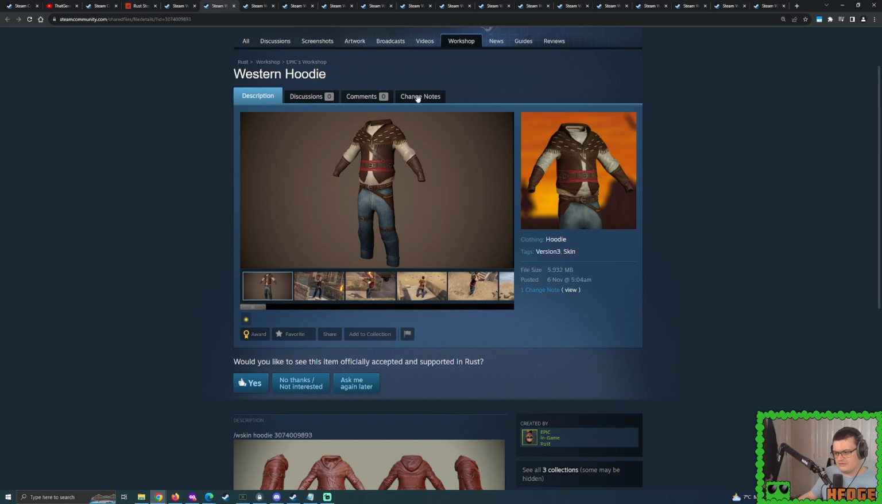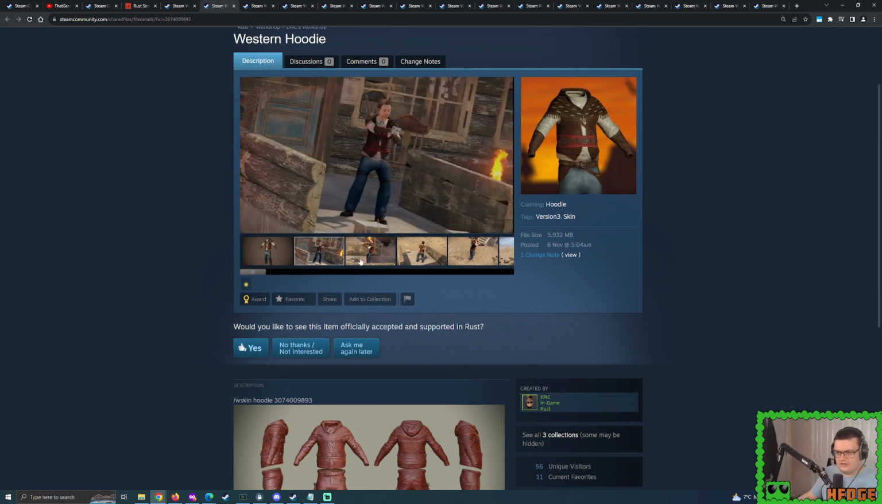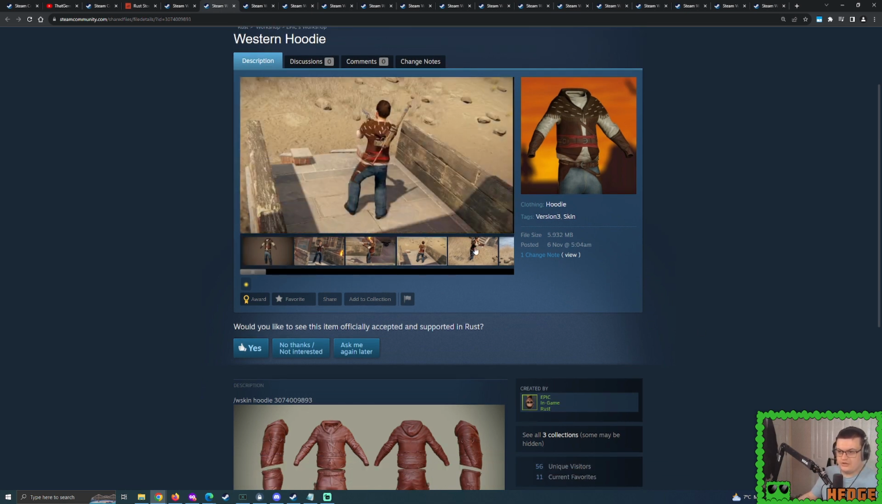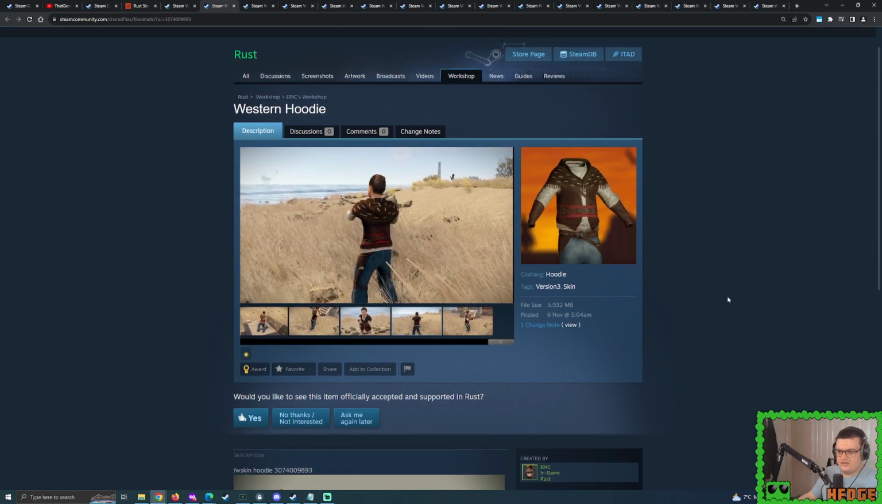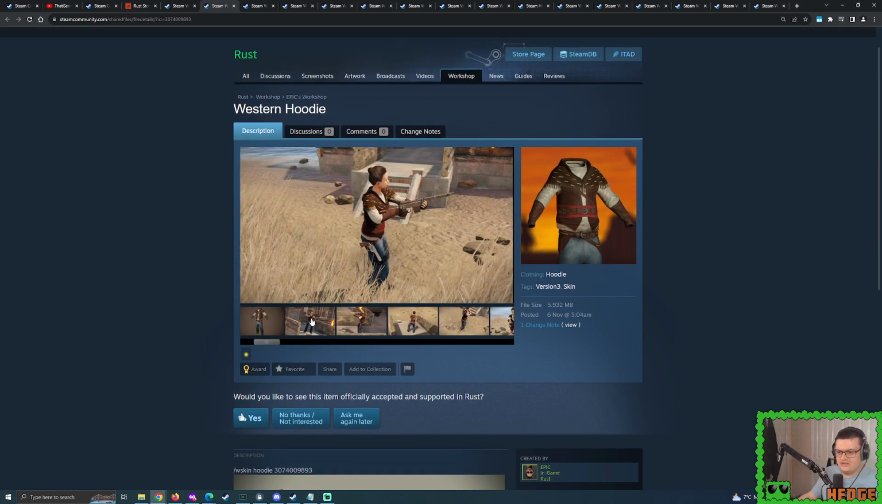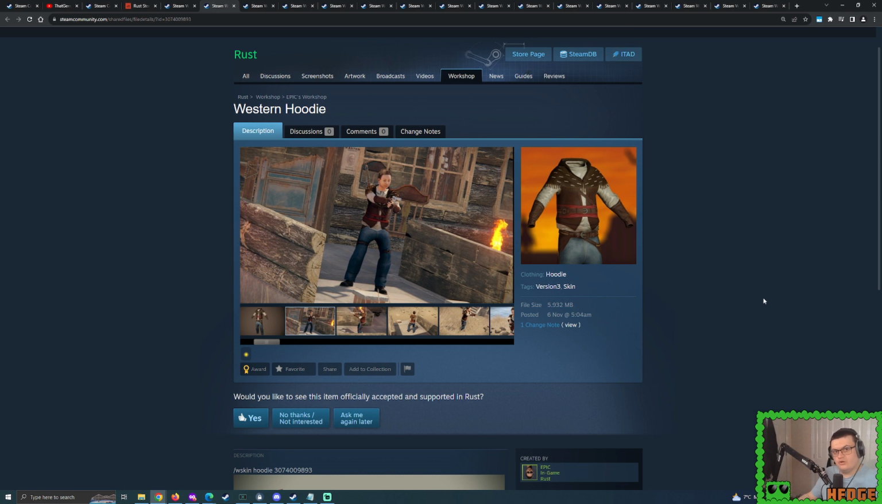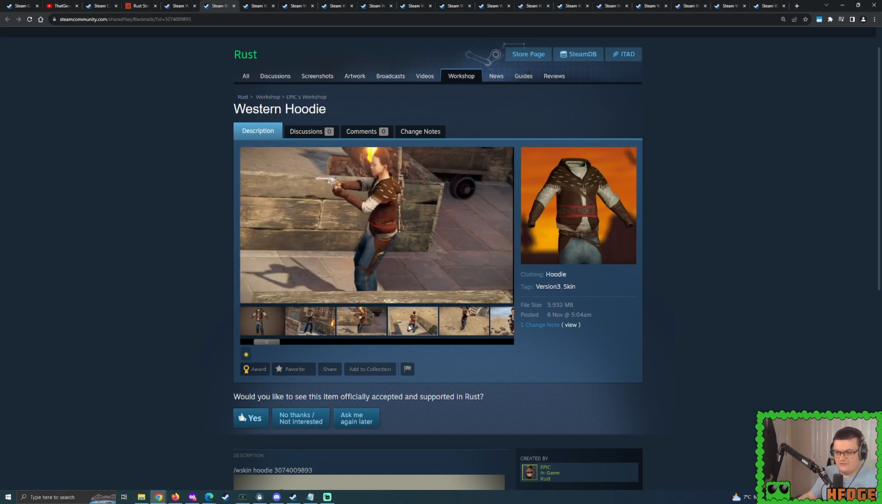Western hoodie and pants. This is produced by the likes of Epic. Right, get a good look at this. So, as we were alluding to earlier, many skins have been produced this week in reference to the recent DLC pack. A lot of people associate it with Wild West, so we're getting a lot of Wild West themed skins.